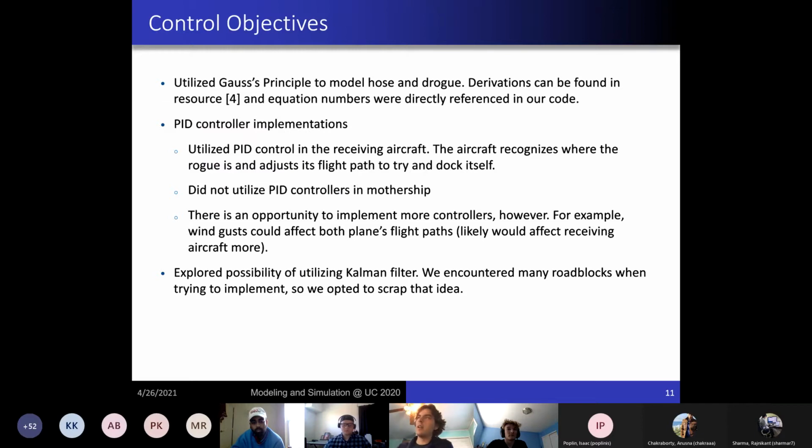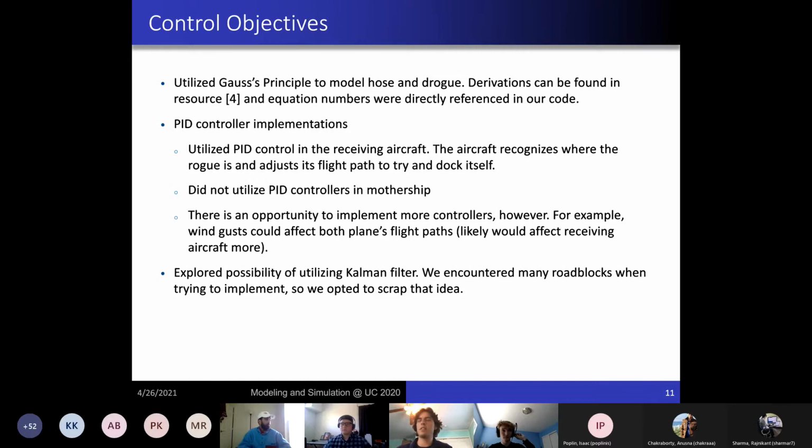Okay, so Nick briefly touched on Gauss's principle. That was derived in Resource 4, the Brigham Young paper, and our equations were directly referenced from our code in that. And then I want to talk a little bit about the controllers we used. So the main application of a PID controller we had in our code was when we were telling the receiving aircraft what to do. And so eventually what our code was able to do was have the receiving aircraft recognize where the drogue was and try to track it and actually connect to it. And in order to do that, we needed the PID controller.